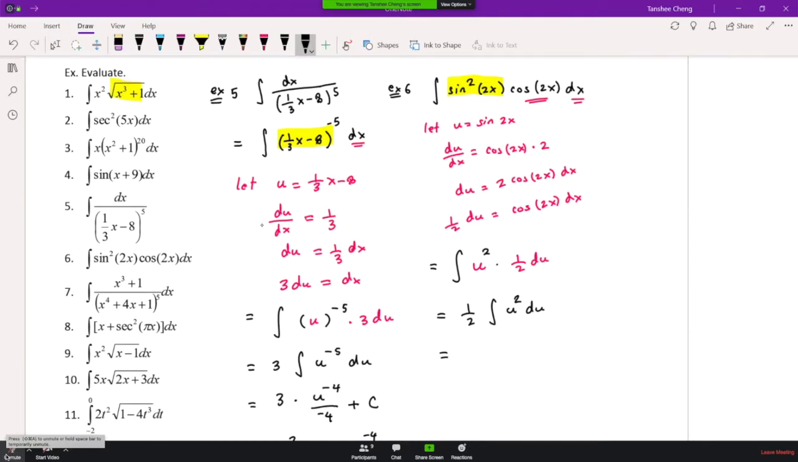And when I take the integral of this, it means anti-derivatives. Add 1 and divide by that, plus a constant. And simplify and substitute back, that will be 1/6 times u to the 3rd power plus c. And so my u is basically sine 2x. So this will be my final answer for this one.